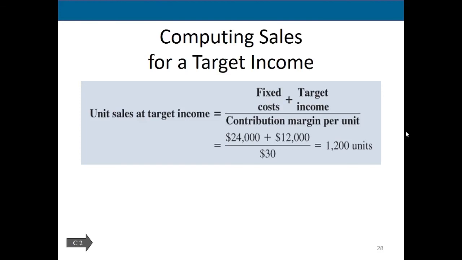What about unit sales at a target income? Still fixed costs, still add in target income, but we're just going to do the contribution margin per unit. This is still the break-even formula. All we're doing is saying, but what if we want to make this much income? You can put 50,000 here, and it would tell you exactly how many units you need to sell.